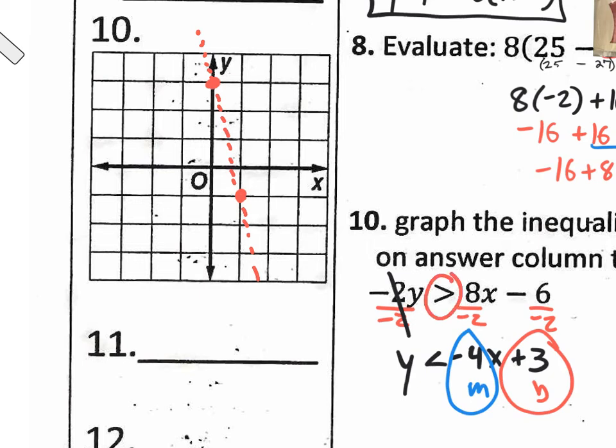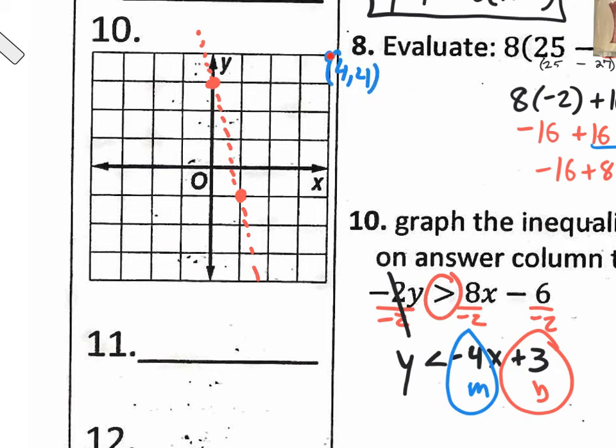And then we also need to shade in either the left side of this line or the right side of this line. Let's test a point. You could test any point you want. So if you wanted to, you could plug in the coordinate 4, 4. You could plug in a 4 for x and a 4 for y and see if it works.